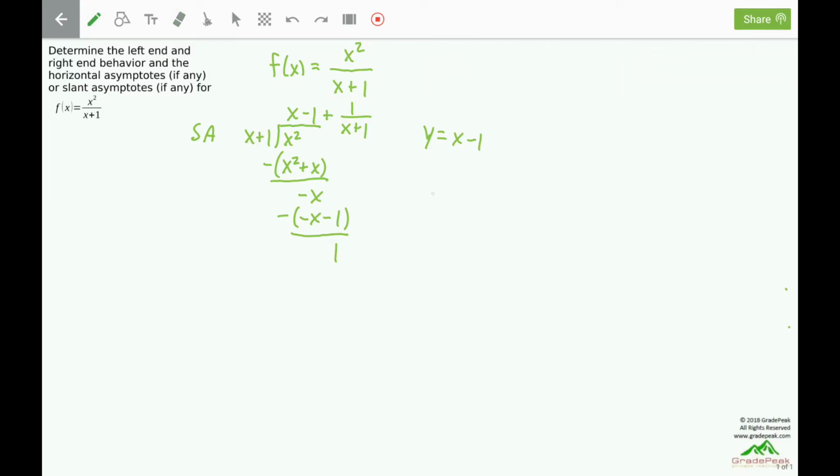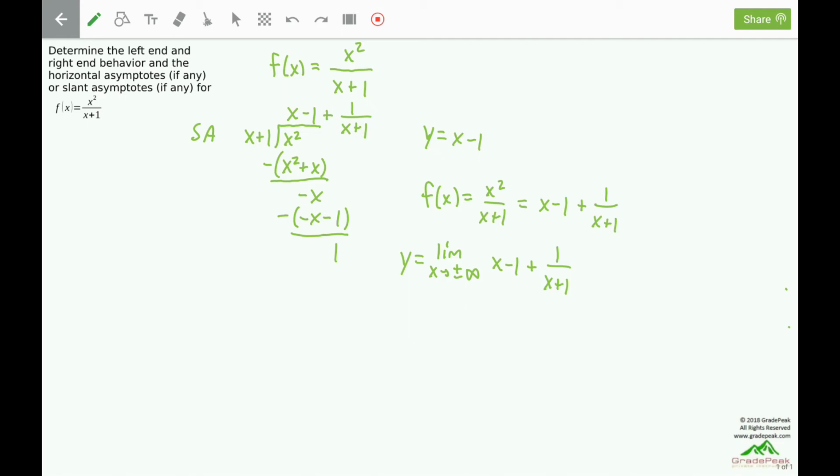Now to show that this is the case, f of x is x squared divided by x plus 1. After long division, this can be rewritten as x minus 1 plus 1 divided by x plus 1. The slant asymptote is determined by y equals the limit as x approaches positive or negative infinity of f of x, which after long division is x minus 1 plus 1 over x plus 1.